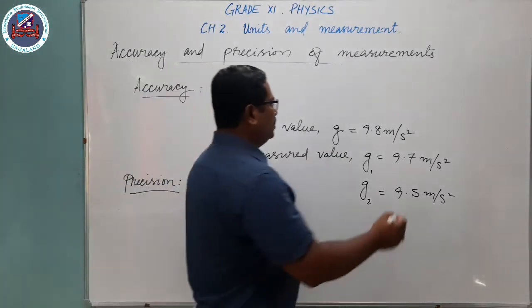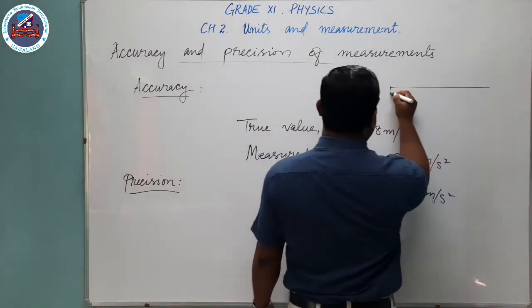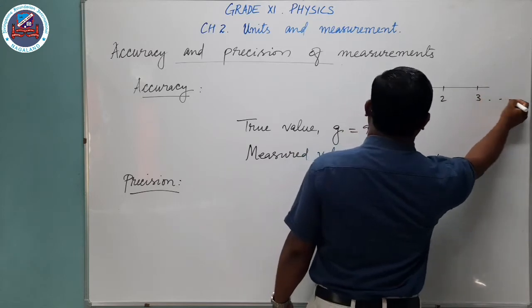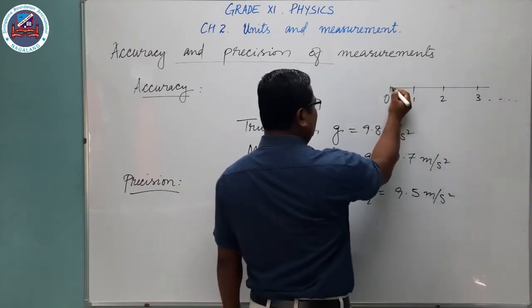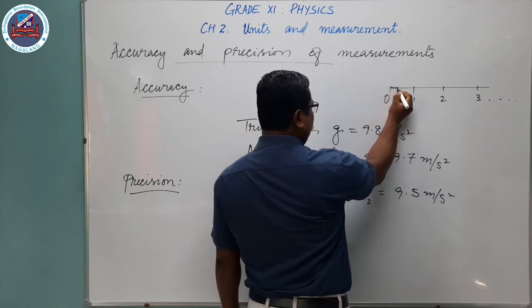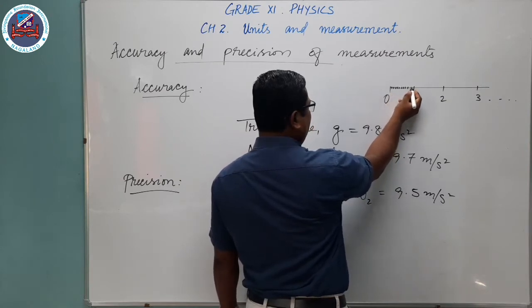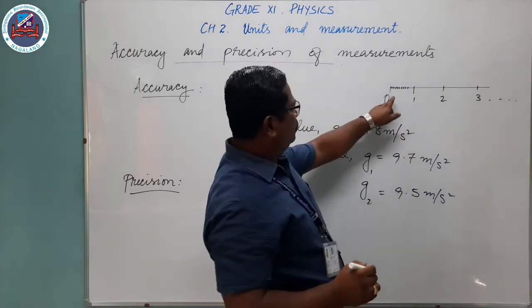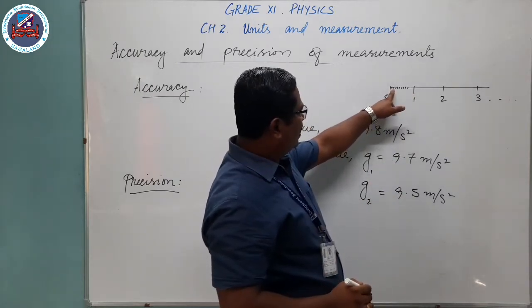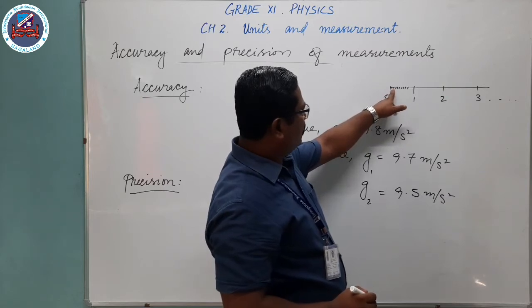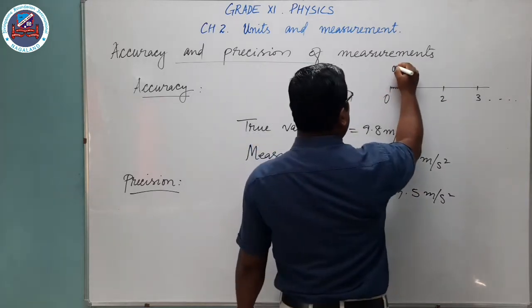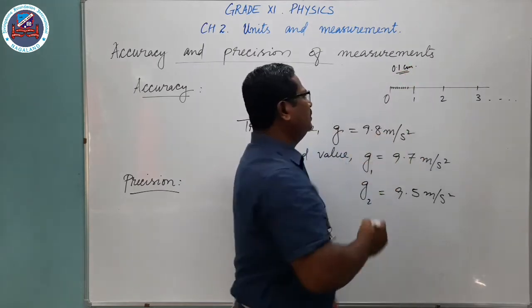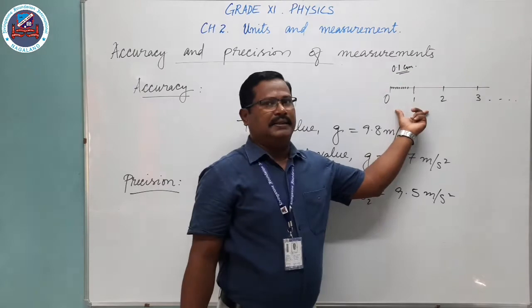Suppose we take our ordinary scale. It starts from 0, 1, 2, 3 and so on, in centimeters. Like you will have 1, 2, 3, 4, 5, 6, 7, 8, 9, and then this is the 10th line. So one marking from 0 to this point is 0.1 centimeter. This is the least count of an ordinary scale.